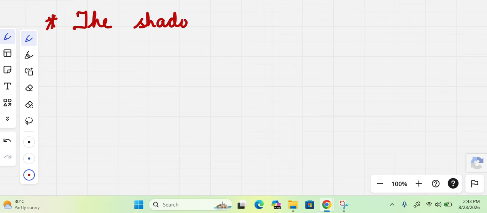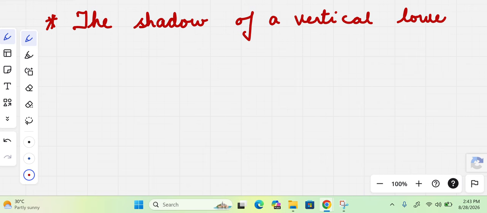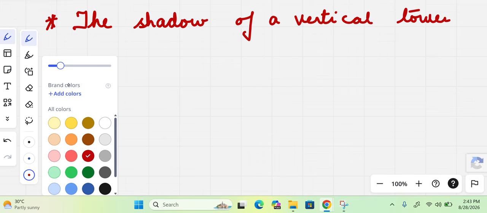Okay, take down the question. As I told, pay attention to each and every word of the question and draw the diagram based on that, because we can solve the question only if the diagram is correct.